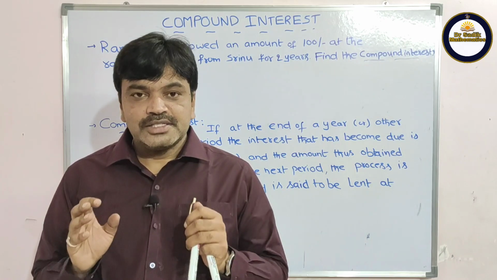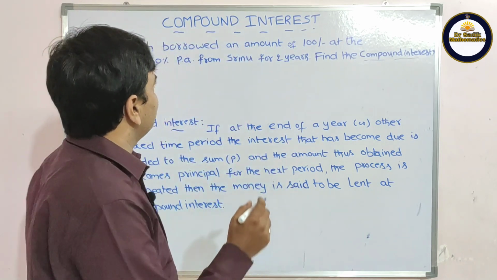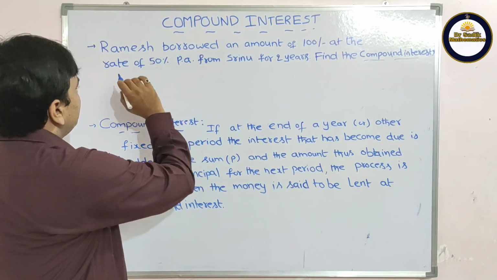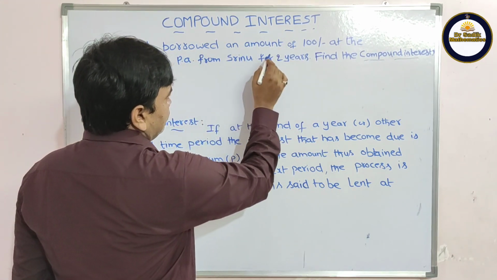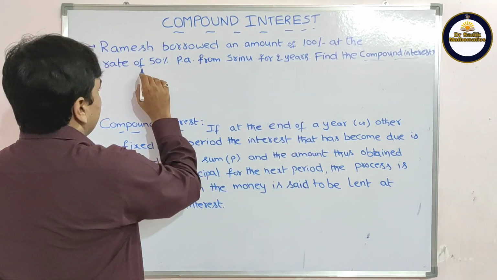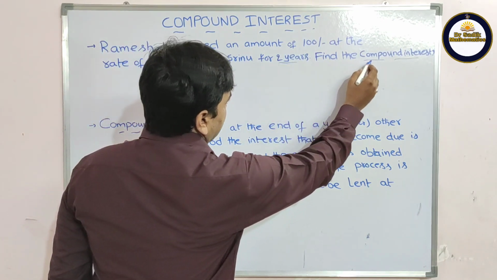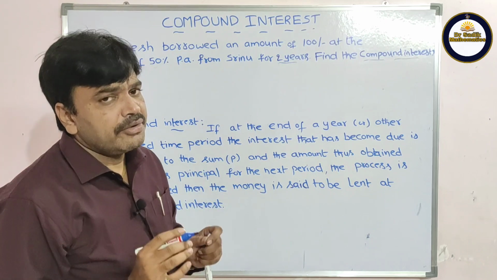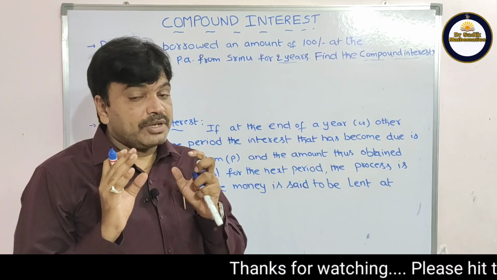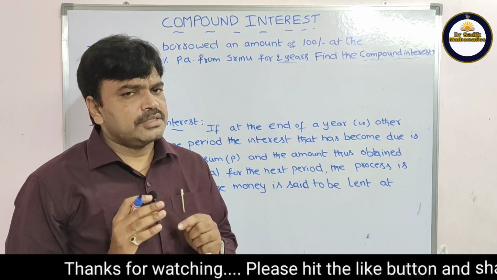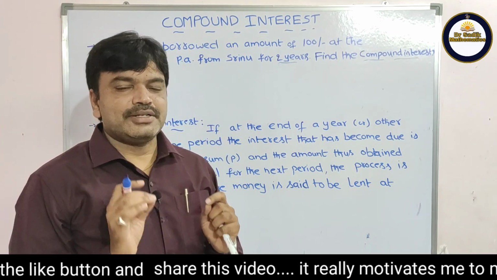Let us see the concept of compound interest through an example. Ramesh borrowed an amount of 100 rupees at the rate of 50% per annum from Srinu for 2 years. Find the compound interest. I want to find the compound interest by using the plane, because we can easily understand the concept of compound interest.